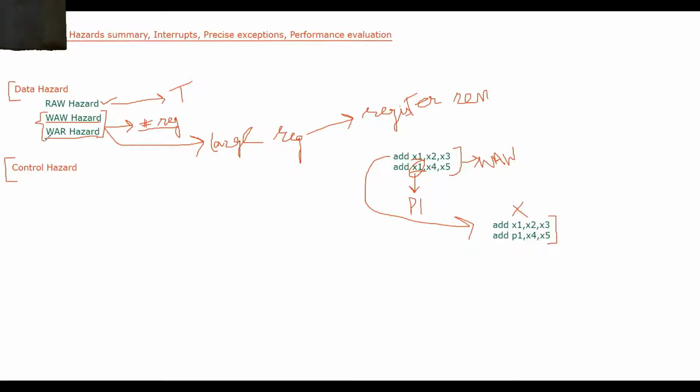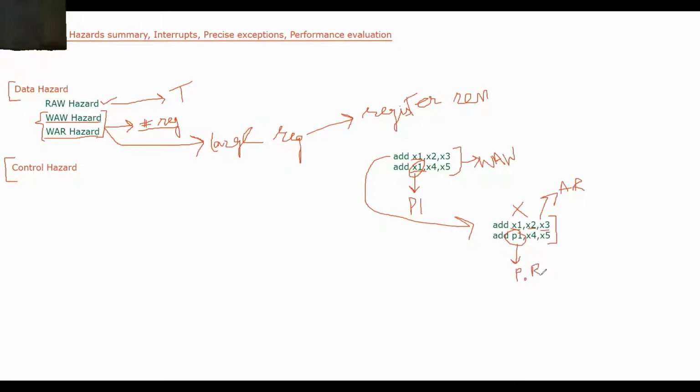However, how we are doing the renaming, or we can say where this P1 is coming from? Our registers are X1, X2, X3. These are called architectural registers. And the registers that are used for renaming are called physical registers.